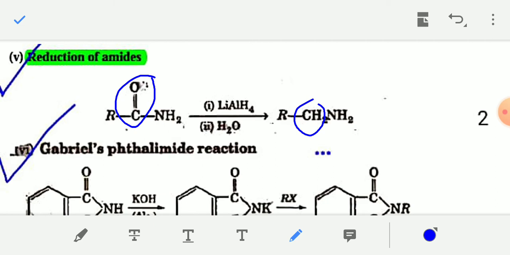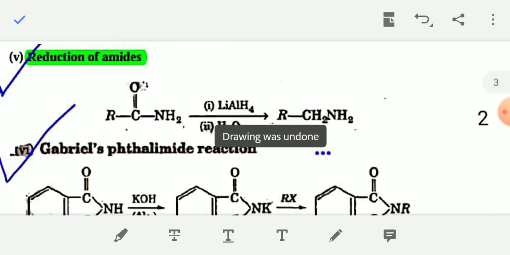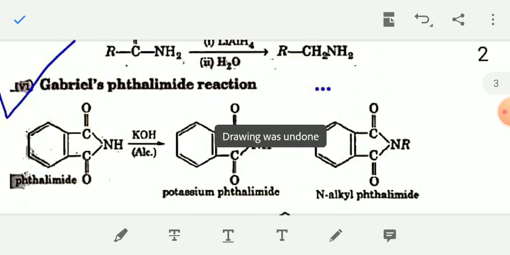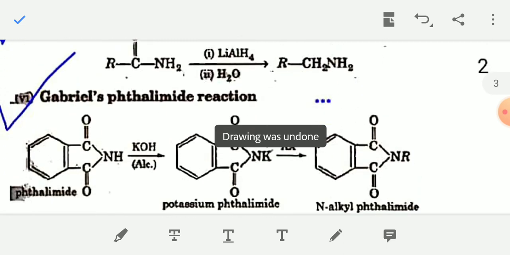You have to remember the reducing agent: lithium aluminum hydride, then water, that is hydrolysis. In the first step you make the reduction, and in the second step you add water, and finally you will get primary amine. So by reduction of amide we can get primary amine, and the CONH2 group becomes CH2NH2.